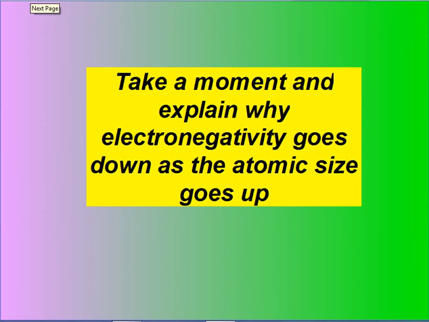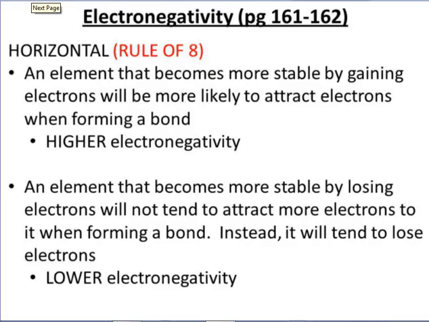Try and explain that one as it goes up and down. Okay. Horizontally, it's all about the rule of 8. If you remember the rule of 8 from bonding, atoms like to have 8 valence electrons, also from chapter 4. They like to have 8 valence electrons, except for hydrogen, which likes 2, but that's okay. So with 8, they've got a full outer shell, they're happy, and that's what they go for.